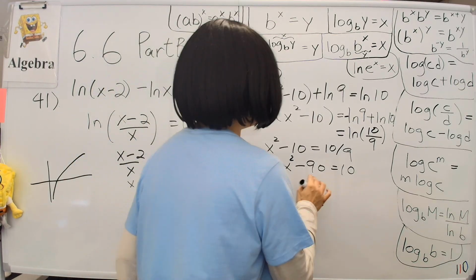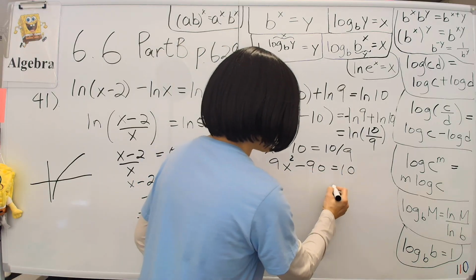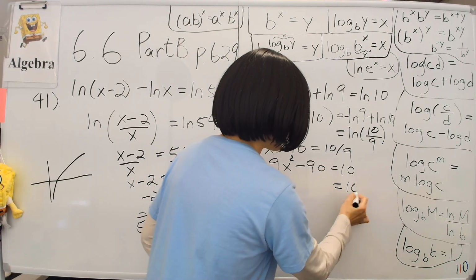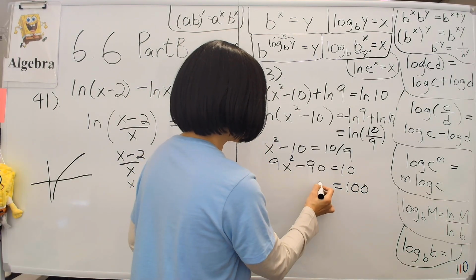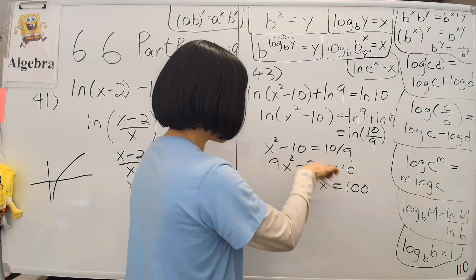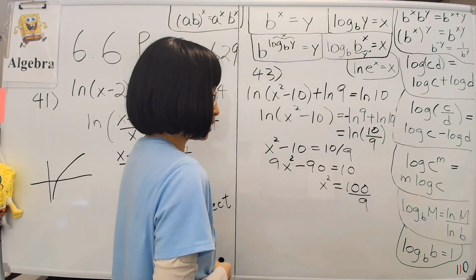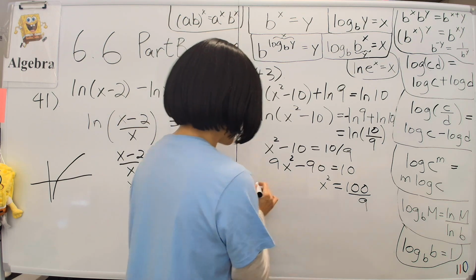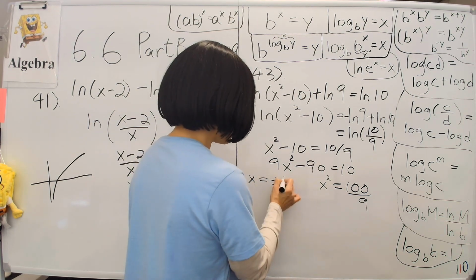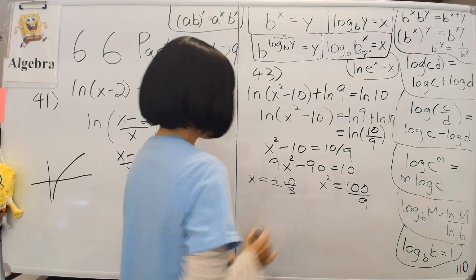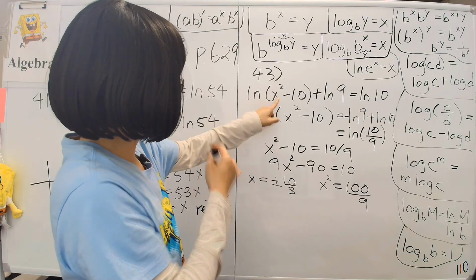So then to do this, kick this thing over there. That becomes plus 90. So this is 100, right? 10 plus 90 is 100. And then we have 9x squared left on this side. So then x squared, push the 9 across the equal sign to the bottom of this thing. x squared will be 100 over 9. So x then equals plus or minus the square root of that thing, which happens to be 10 over 3. And that should plug in here just fine because we're being squared.